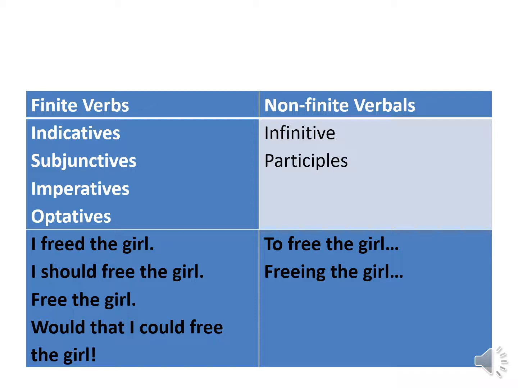Contrast that with the examples on the right. "To free the girl." We have "to free." That is not a verb, though, because it is not finite. It's what we call a verbal. An infinitive is a verbal noun, so it's not really a verb. And likewise, the second example, "freeing the girl," we have a participle. It's a verbal, but it's not a verb because it does not finish the thought. It does not complete the thought. Neither "to free the girl" nor "freeing the girl" is a complete or finished thought. Every clause must have a verb.